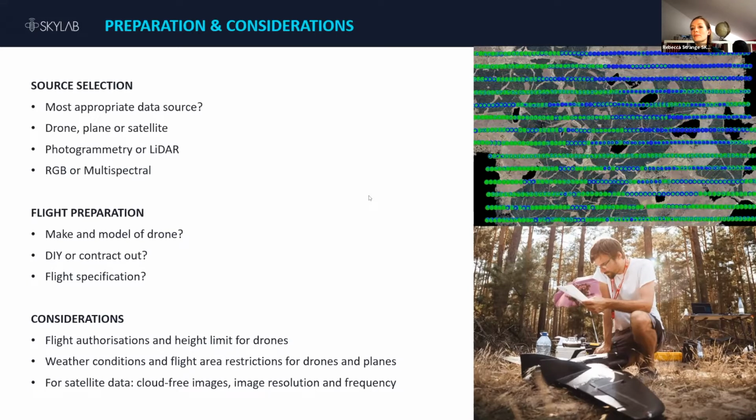And when you have your right sensor, then make sure that you are able to fly. So, for example, get your flight authorizations and height limits for the drones. If you're planning on flying with a drone, is the weather right? Is it cloudy or not? And of course, if you decide on mapping large areas with satellites, then it should be cloud free, and you have to know when is the right time of getting the satellite images.